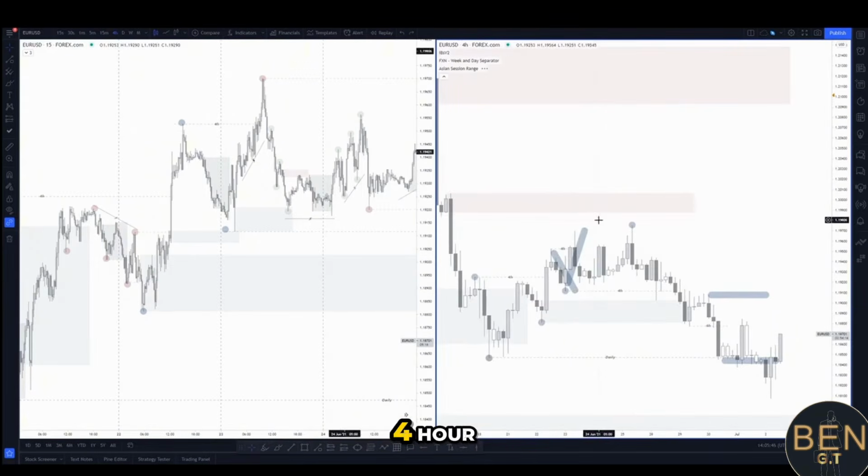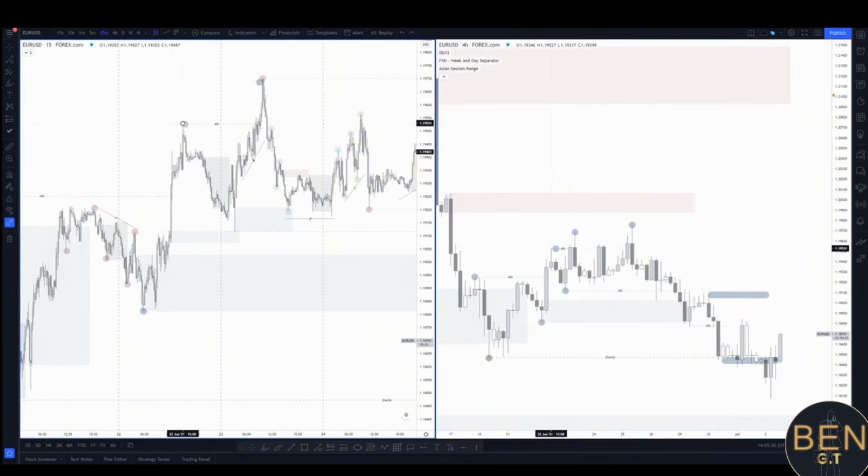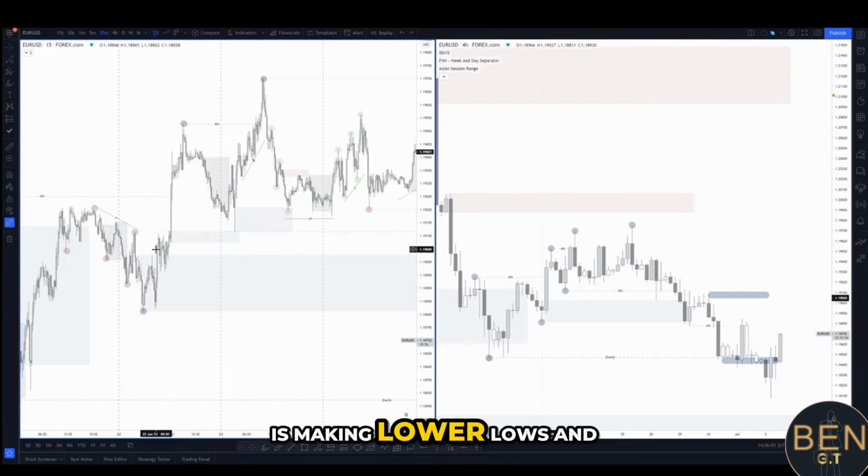If I switch to the 4-hour, and maybe draw these on a little bit better because TradingView is giving me a hard time today. Here we go. That there, perfect. So what we can see is price again is making lower lows and lower highs. And if we're looking at this on the 4-hour chart, we can see that this bit of structure here is this bit right here.